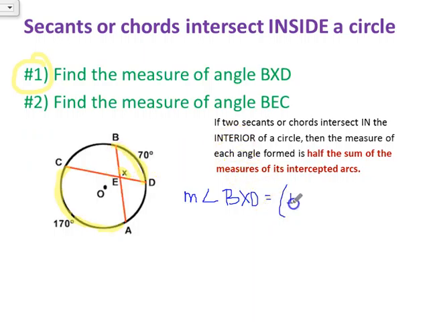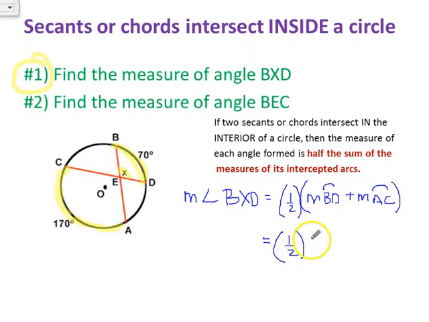So we're going to take half of the measurement of arc BD plus the measurement of arc AC. And then we would divide that total by 2, or multiply it by 1/2, however you like to think of that. The measurement of BD is 70 degrees, and the measurement of AC is 170 degrees. So we're going to take 170 plus 70, it's 240, divide that by 2, and you get 120 degrees. It's going to be the measurement of angle BXD.